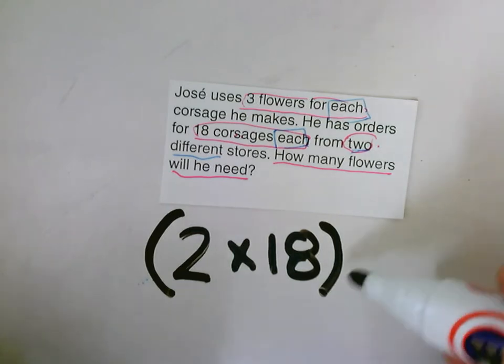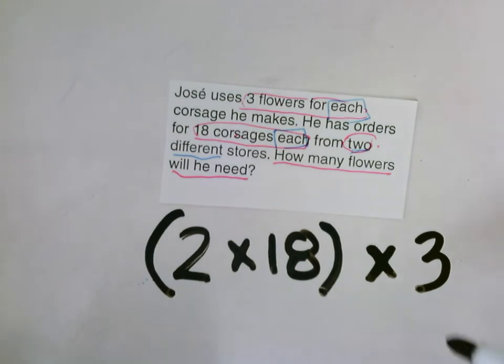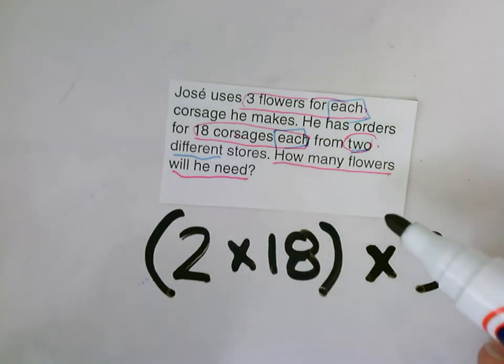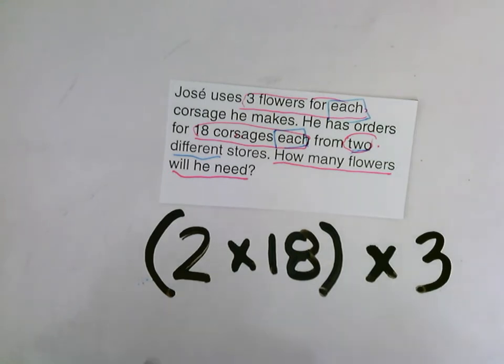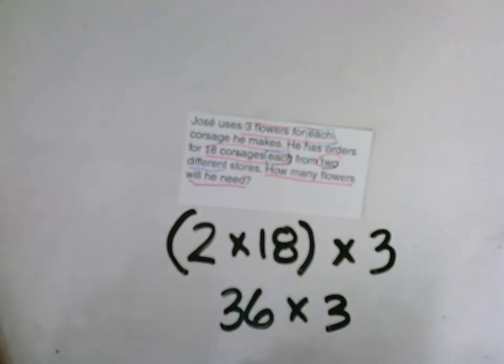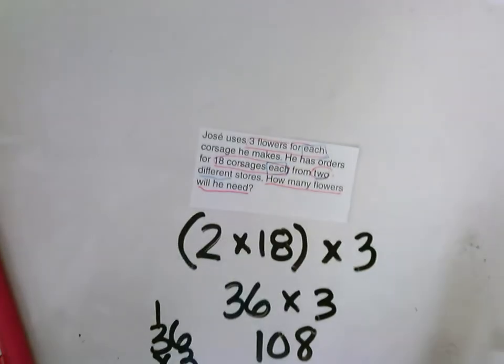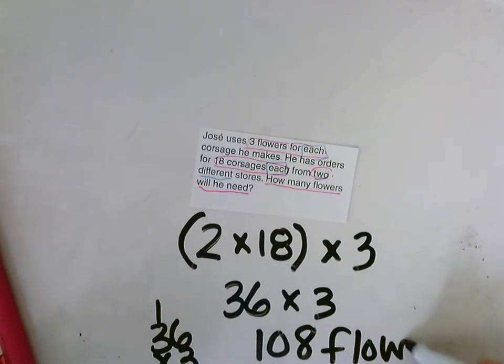So it looks like after I find that answer, I'm also going to have to multiply to find out how many flowers he needs. He needs more flowers than he has corsages because each corsage has 3 flowers. So first thing I'm going to do is 2 times 18, which gives me 36, and 36 times 3. I can write that out like this. Looks like I have 108. He is going to need 108 flowers for the corsages that he is going to make.